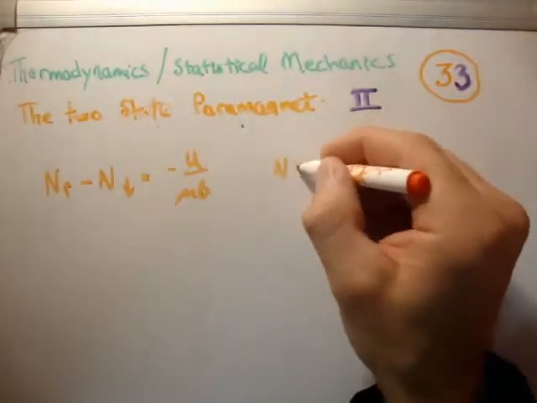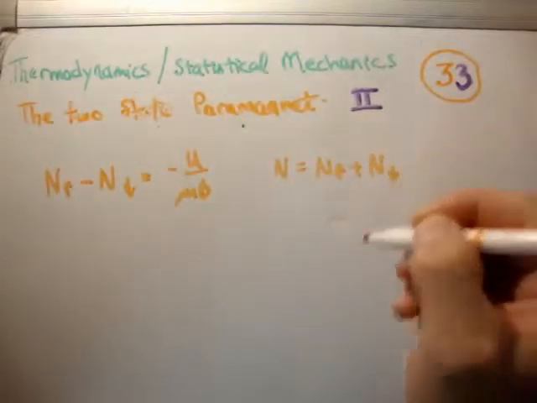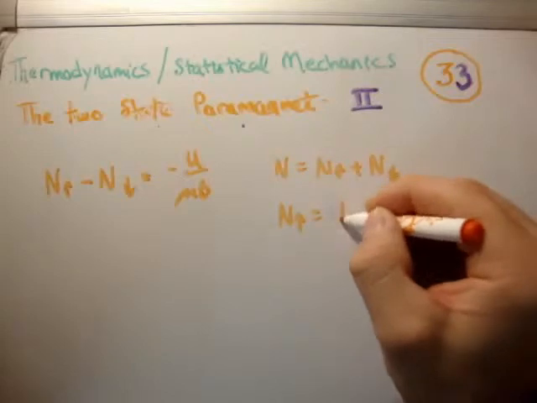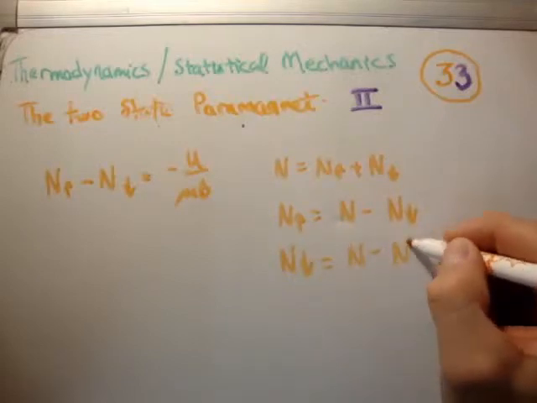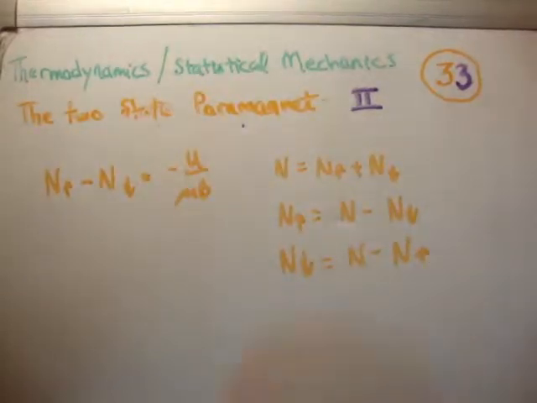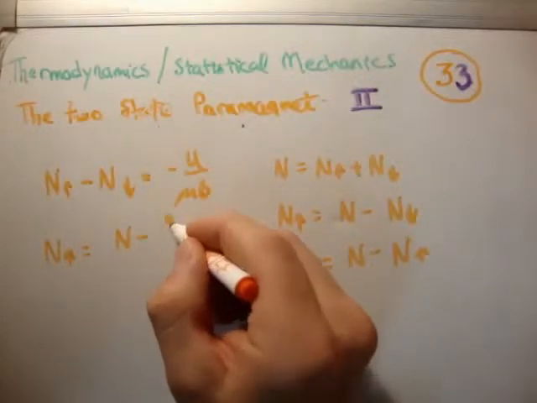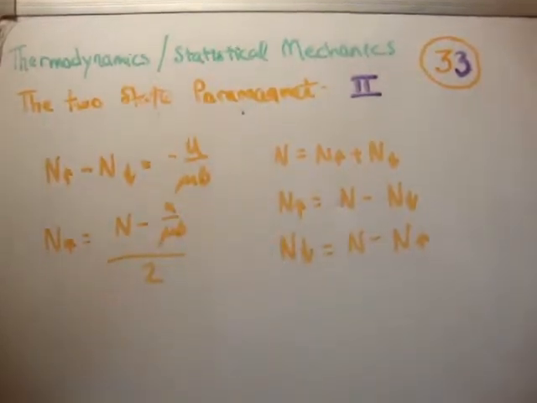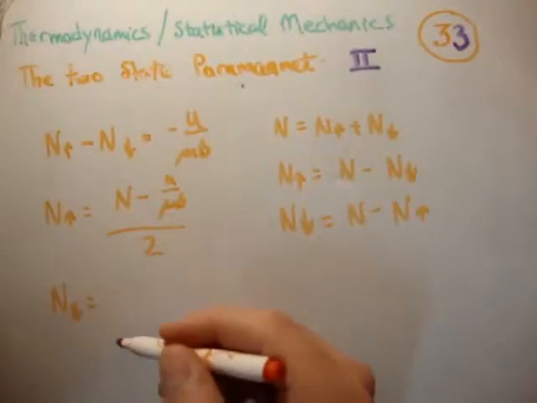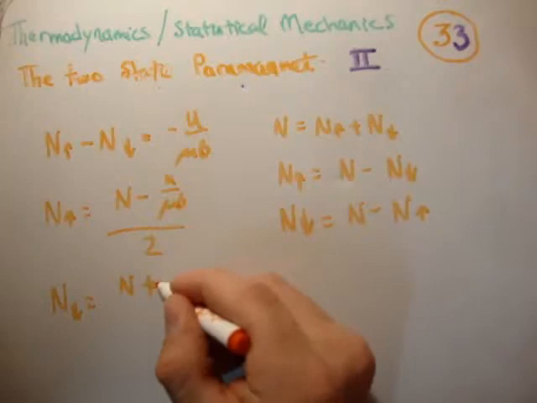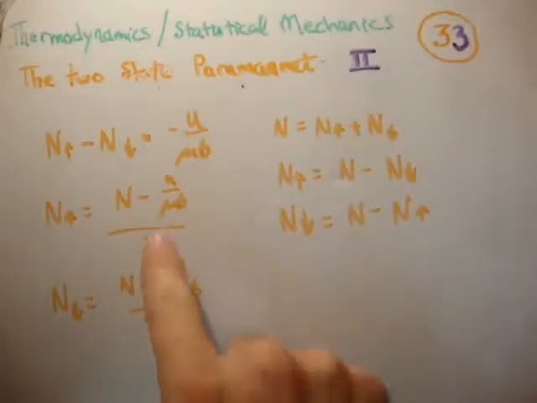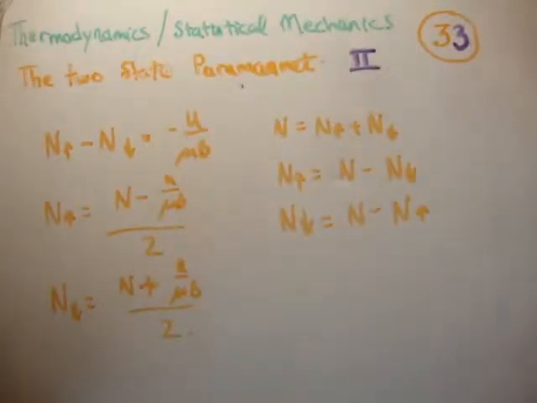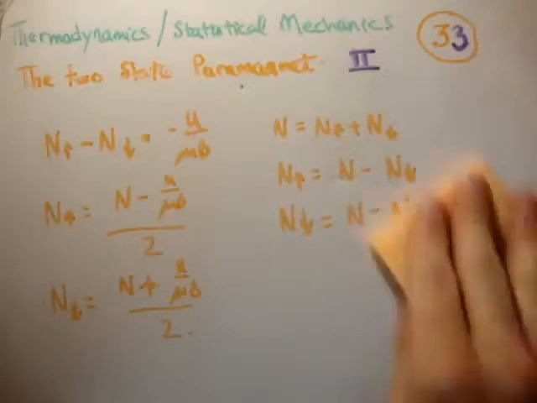Now we also know, of course, that the total number N is equal to the number up plus the number down, or that the number up is equal to N minus the number down, or the number down is equal to N minus the number up. So if you plug that in here, we get the following. The number up is equal to N minus u over mu times b, divided by 2. And finally, the number down is equal to, of course, by symmetry, N plus u over mu times b, divided by 2. So will you please note those two? We'll be plugging them in later on. Okay, so that's all we need to say about that. That's pretty straightforward algebra.